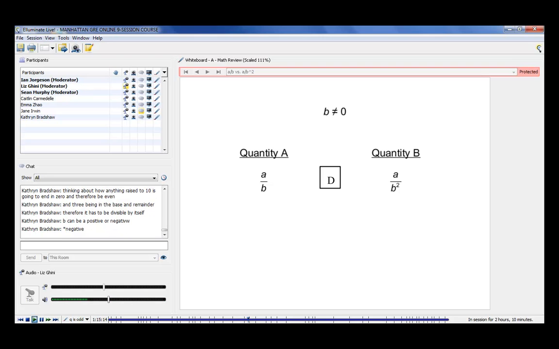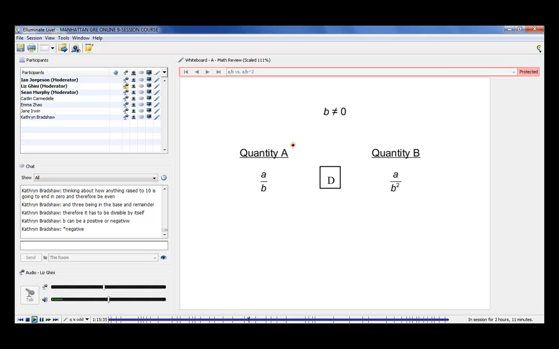Yeah, Catherine has it. B could be positive or negative, absolutely. Or it could also be a fraction, but the positive or negative gives it right away, because then B squared has to be positive, but B could still be negative, changing the sign. Absolutely, awesome job. All right, let me bring on another rate problem.